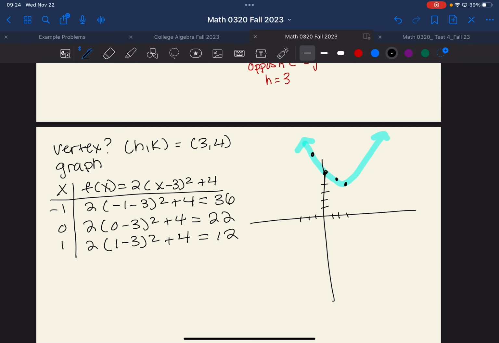The next part, it wants us to find the axis of symmetry. What was the formula I gave above to find the axis of symmetry? It's x equals h. x equals h. And what was h? 3. So x equals 3. That is my axis of symmetry. So right here at 3, my axis of symmetry is what divides my parabola in half.